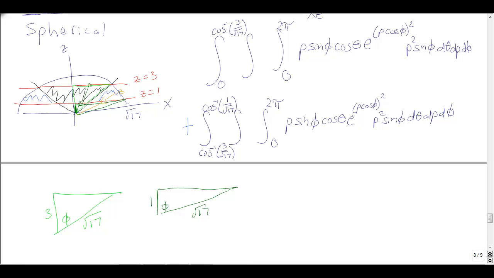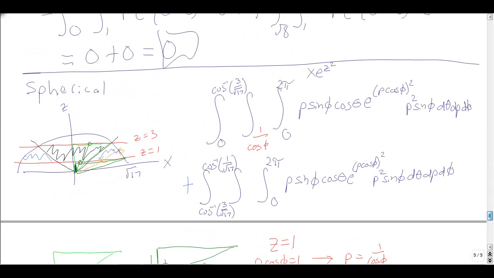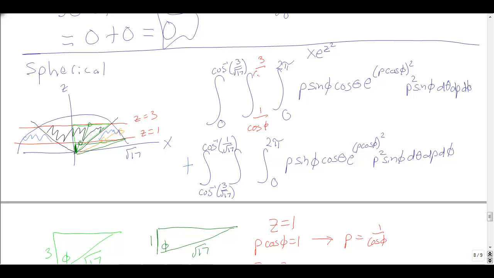Now our rho bounds. The first one up here, we're going from z equals 1 to z equals 3. So we've got to write those down. Z equals 1, that's rho cosine phi equals 1. And that tells me rho is 1 over cosine phi. So that was the starting rho bound for the first integral. The ending bound is the same thing, but I put a 3 where this z is. So z equals 3, and then rho cosine phi equals 3. And so I get rho equals 3 over cosine phi. So my upper bound is 3 over cosine phi.